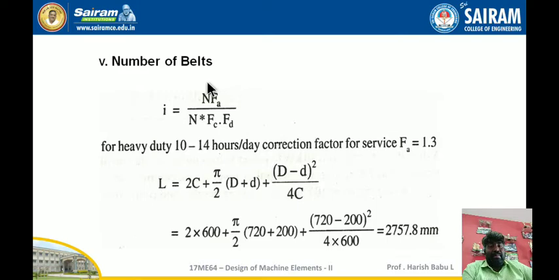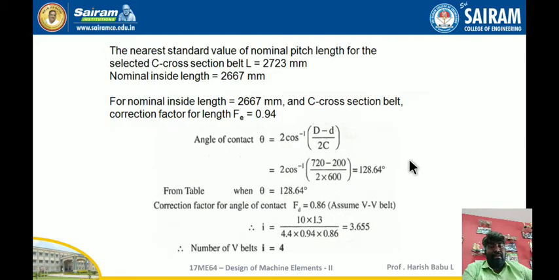The next step will be finding the i value, that is the number of belts. So i is equal to N into FA divided by N star into FC into FD. For heavy duty, the service factor FA will be 1.3. For length, I substitute the formula L is equal to 2C plus pi by 2 into D plus d plus capital D minus d whole square by 4C. So I get L as 2757.8 mm. The nearest standard value for the nominal pitch length for the selected cross section of belt will be 2723. So the nominal inside length will be 2667 mm.